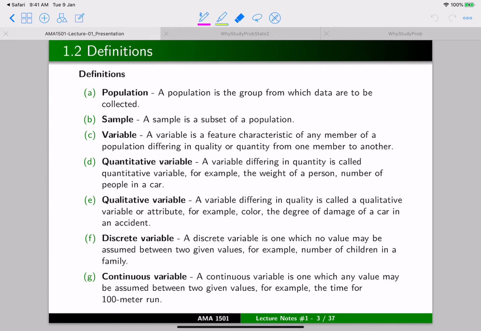A discrete variable is a variable which you can count in terms of integers. For example, the number of children in a family, number of car accidents per day, number of typos on a page. A continuous variable is one which assumes any continuous number in between. So basically it's a real number, like time or weight or height of a person.